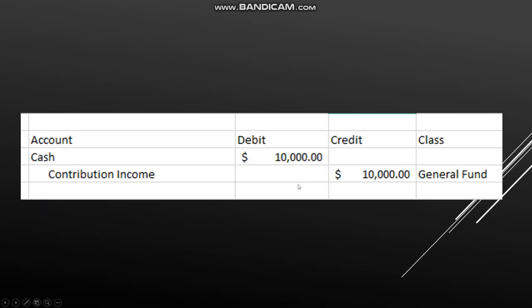We'll debit cash $10,000, $5 times the 2,000 campers, and we'll credit contribution income. And something new that you're probably seeing for the first time is this idea of having a class here. The class is what designates the fund that the donation is going into. And because this was unrestricted, we would put this in Forest Springs' general fund.